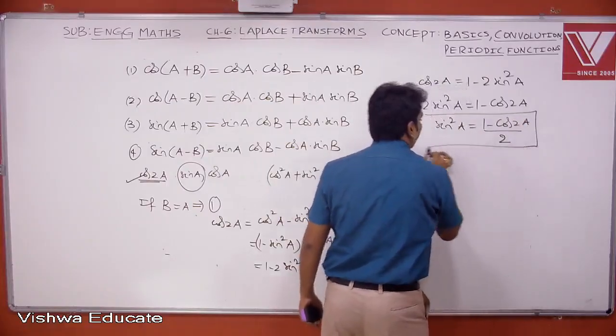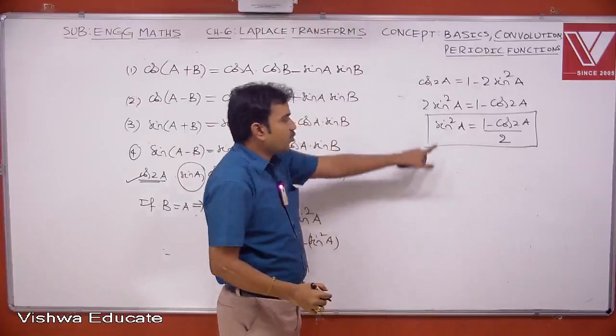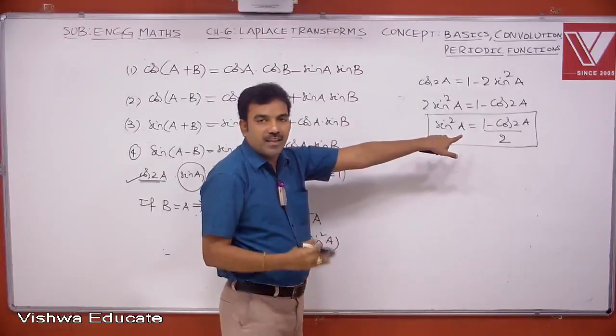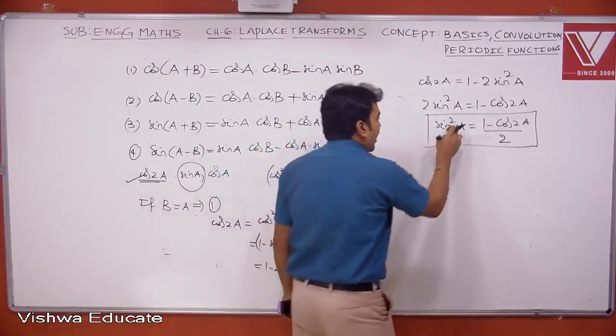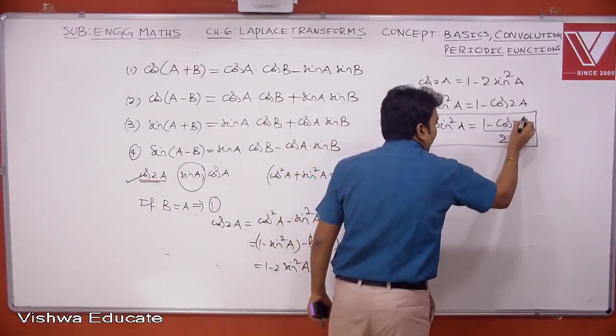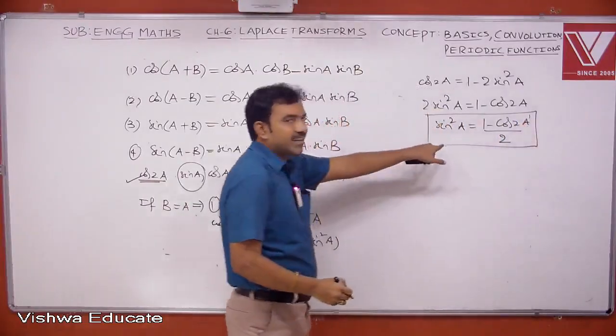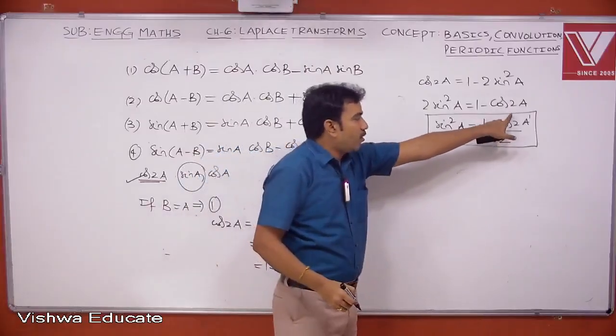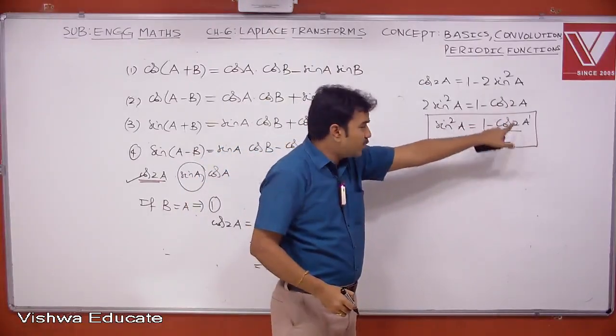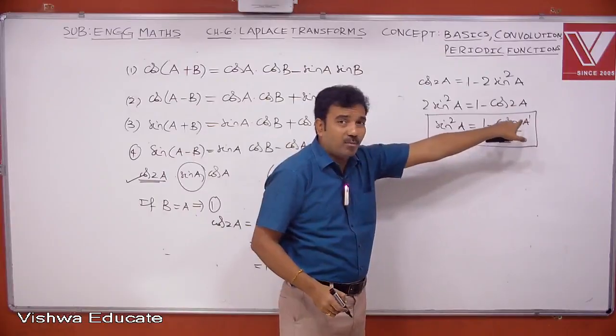This is one of the useful results. That is, we got sin square a in terms of a linear function. The advantage is, if you ask me the Laplace of sin square a, the power of cos is 1, therefore you can easily get this. So the main advantage is that you need not worry about the power.